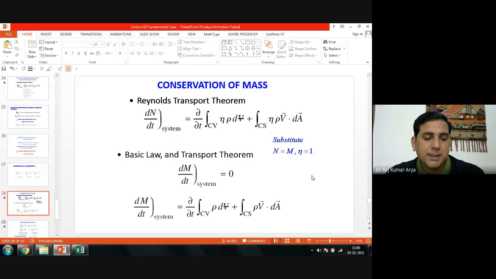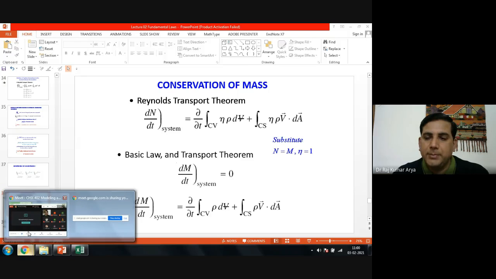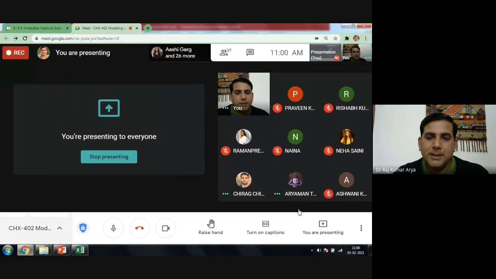Apply the mass balance for this system. So you apply the mass balance for this system and let's see what you are getting.